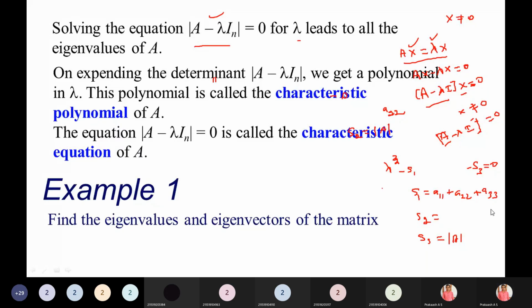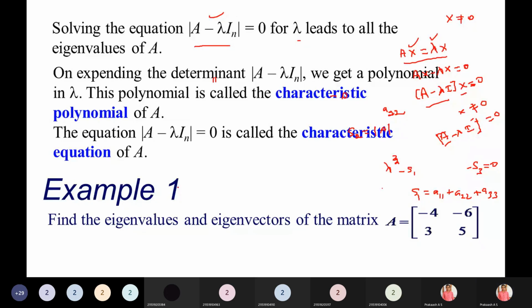Example: find the eigenvalues and eigenvectors of the matrix. The matrix is -4, -6, 3, 5. So if you find the characteristic equation, we use the formula above.